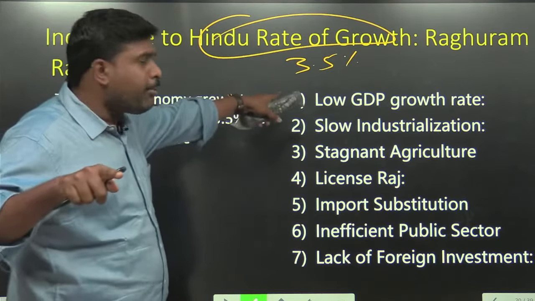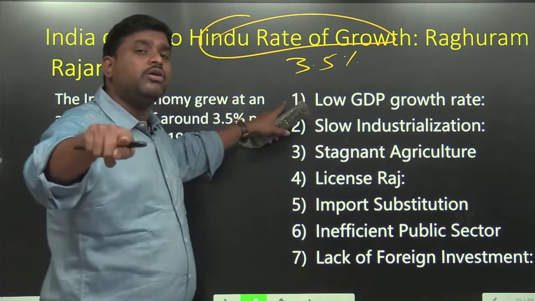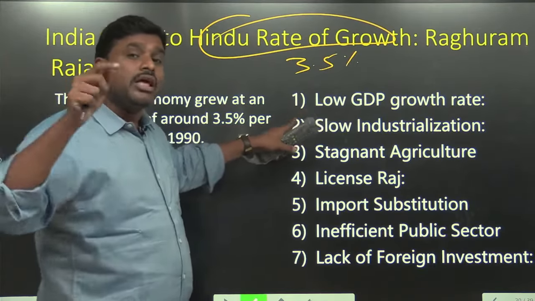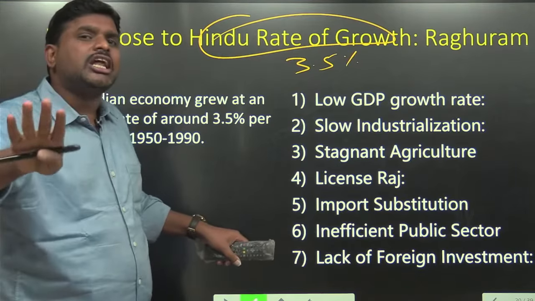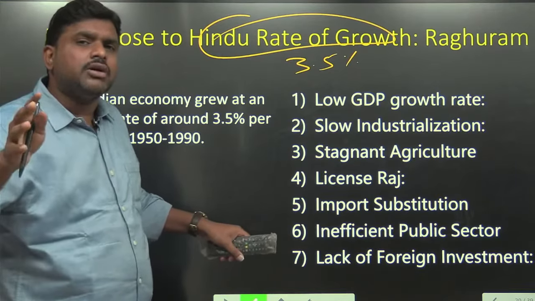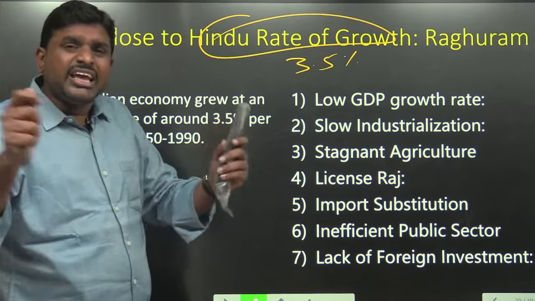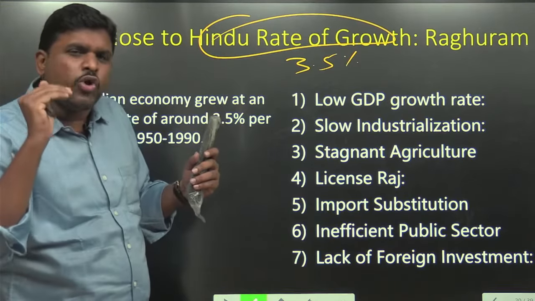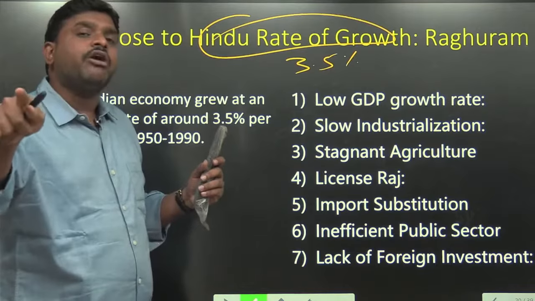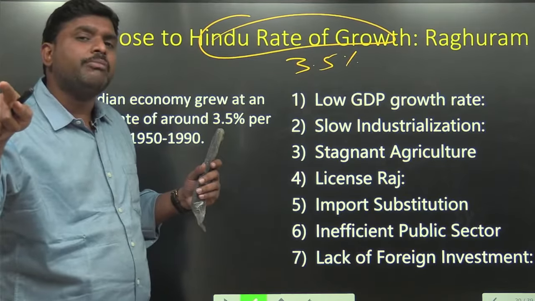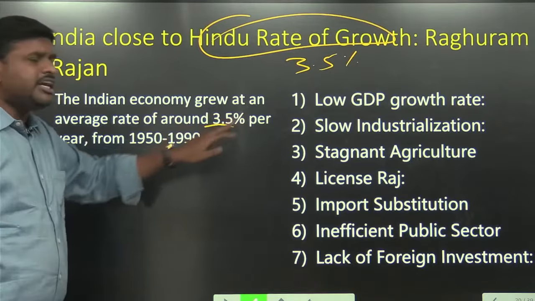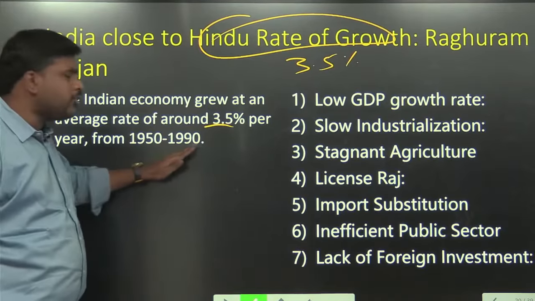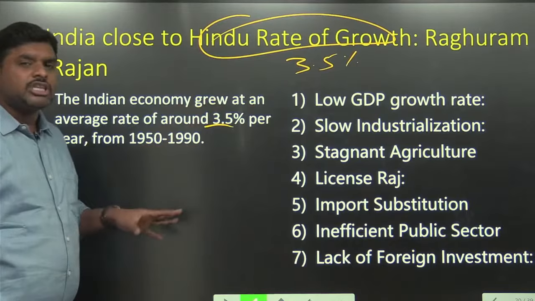Why is that 3.5% growth called the Hindu rate of growth? Why not another name? Cultural reasons are responsible, or privatization is not allowed, liberalization is not allowed. So some cultural reasons like religious reasons are responsible for the slow rate. That is the reason responsible for 3.5%, hence it is called the Hindu rate of growth. The average rate was 3.5% from 1950 to 1990.